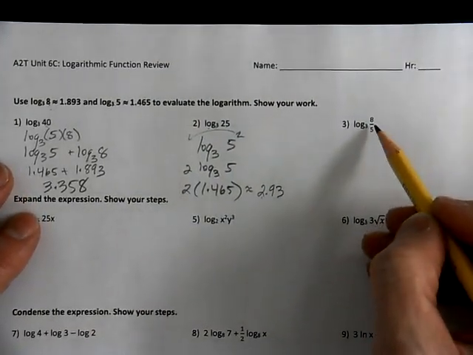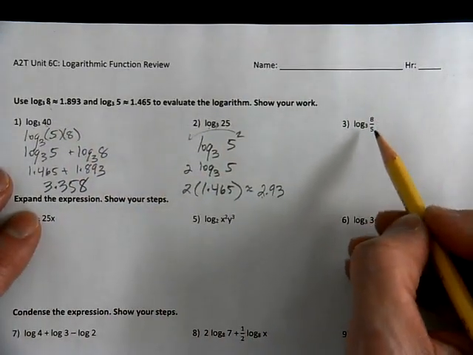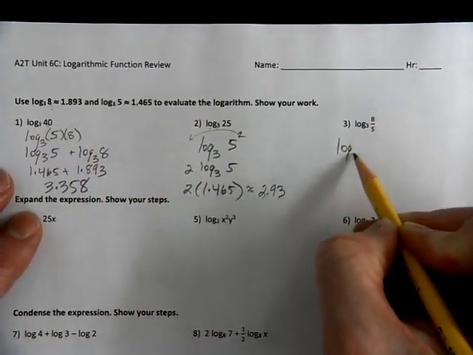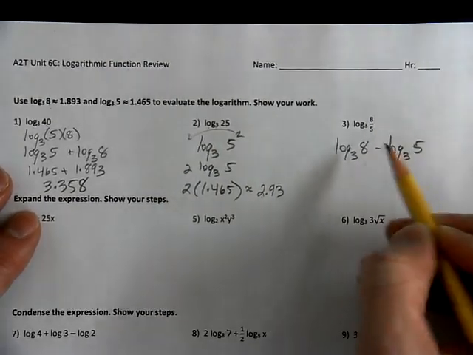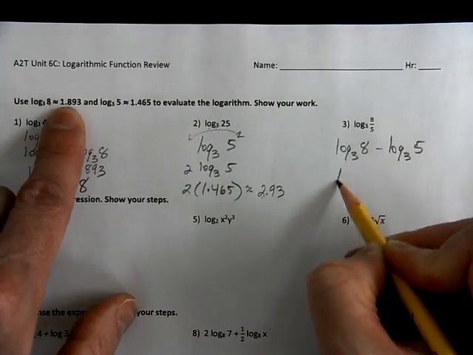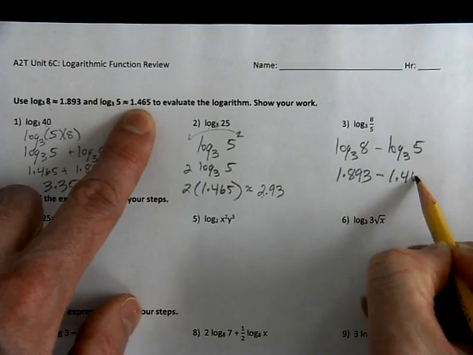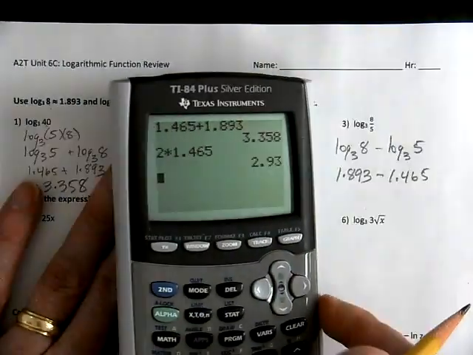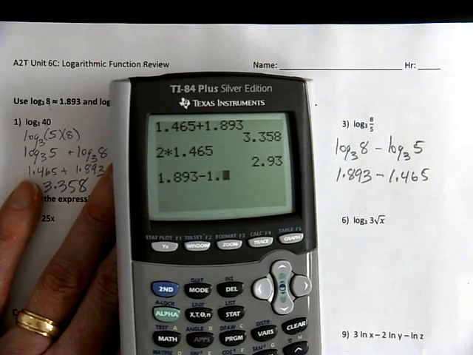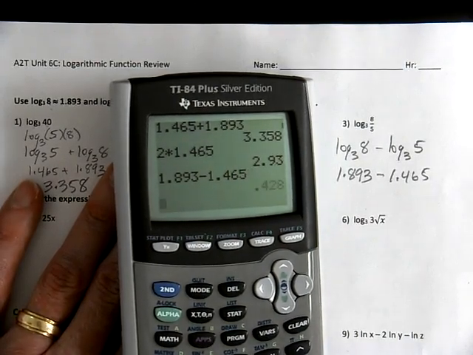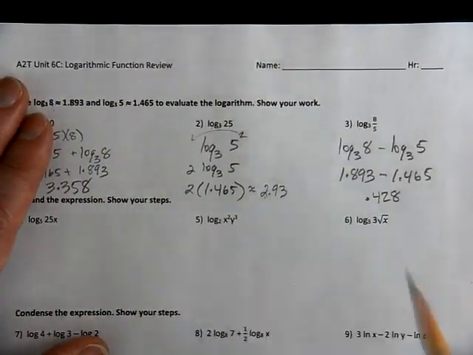This is a fraction, kind of like factors. This is a quotient. Log base 3 of 8 minus log base 3 of 5. So we'll take our 1.893 minus 1.465. We have 0.428.